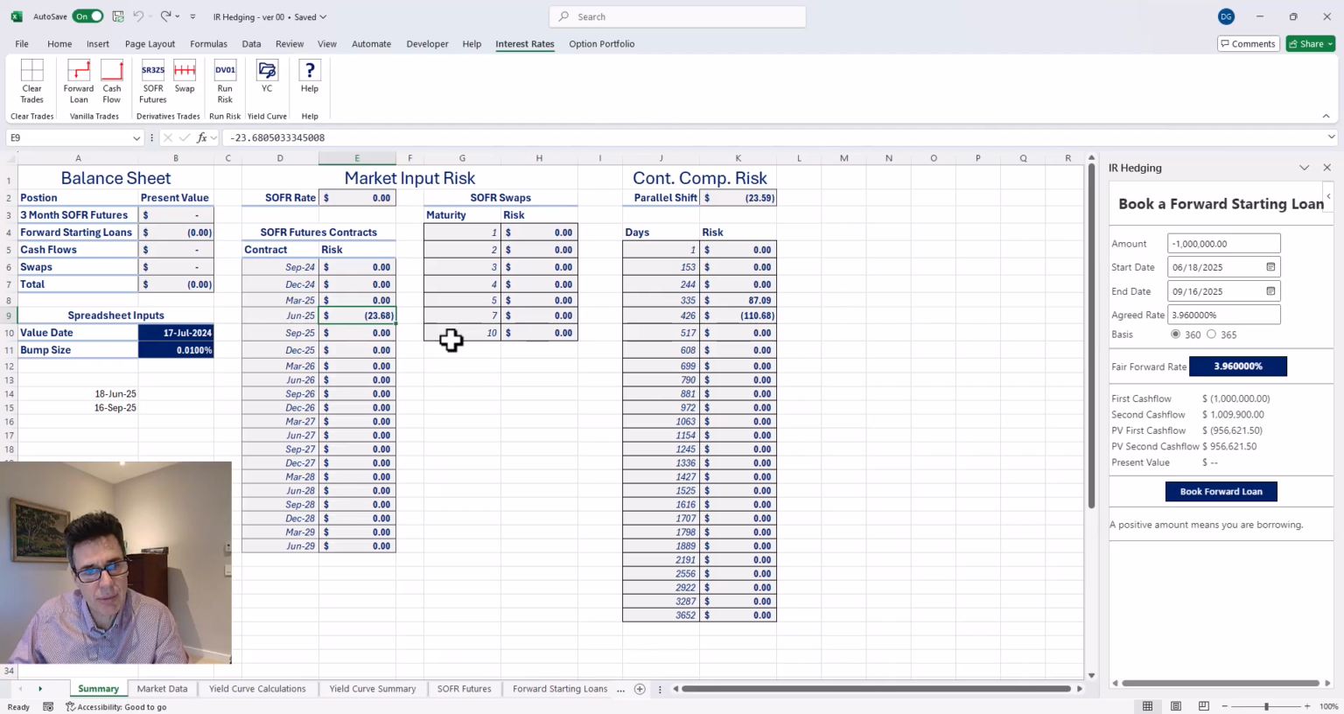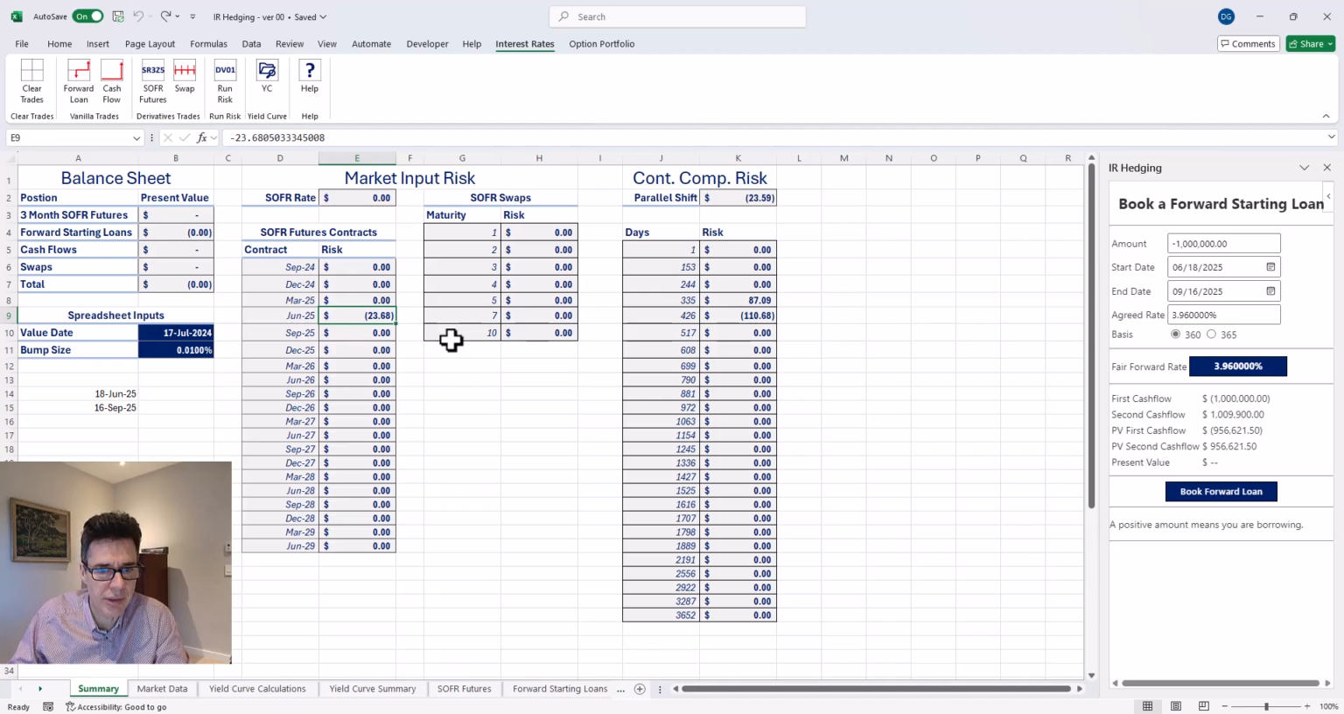The other thing to think about with the SOFR futures contract is that the price of the SOFR futures contract is 1 minus the rate. So if we are long a SOFR futures contract, we are going to lose money when rates go up, and make money when rates go down. If we're short, it's the other way around.